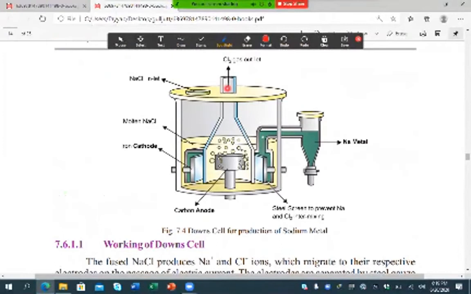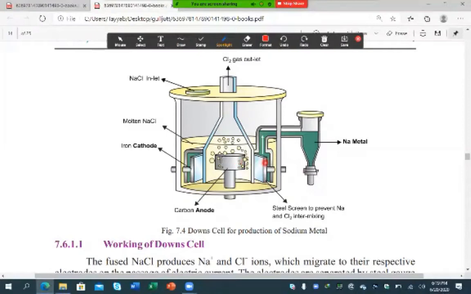First thing in the diagram is the carbon anode. Carbon means graphite. Here is the graphite anode, and the remaining part all around the anode is the cathode. Cathode is made up of iron. Here is molten NaCl, the liquid solution of NaCl. Here is a tube connected to collect sodium metal. Here NaCl splits into Na and Cl. Chlorine gas is released from here and sodium metal is collected in the tube. A steel gauze is used to prevent sodium and chlorine intermixing, which separates both chlorine and sodium metal.